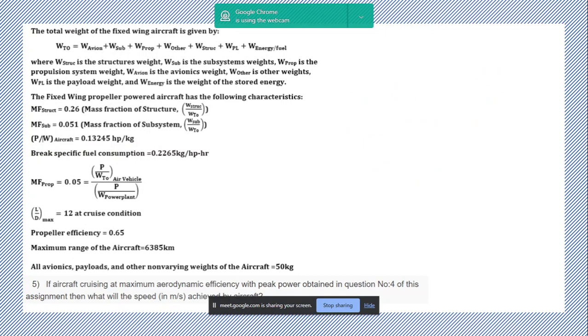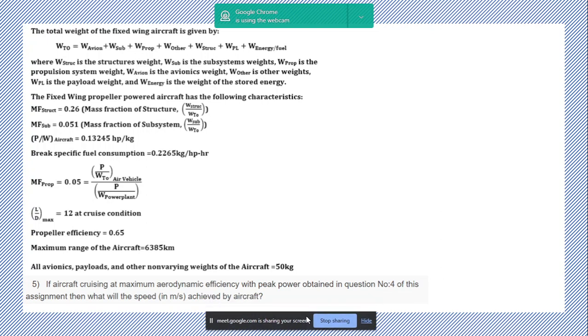Next, they've asked: if an aircraft is cruising at the maximum aerodynamic efficiency with the peak power obtained in the previous question, then what will be the speed achieved by the aircraft? Just a minute.